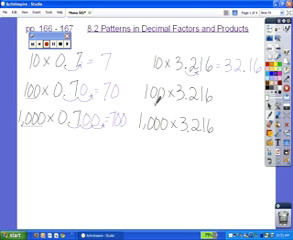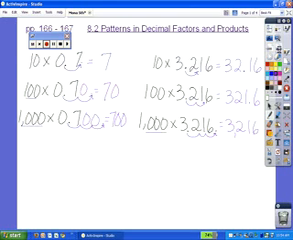When we multiply by 100, we would move the decimal 2 places. The decimal is now here between the 1 and the 6. We have 321 and 6/10 as our product. When we multiply by 1,000, we would move the decimal 3 places. Our decimal is now behind the number, and we have 3,216. No zeros were needed on this problem.